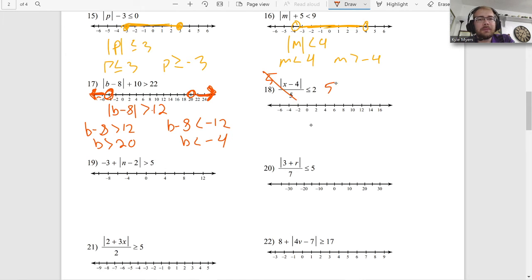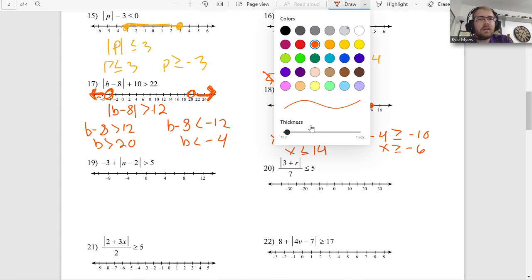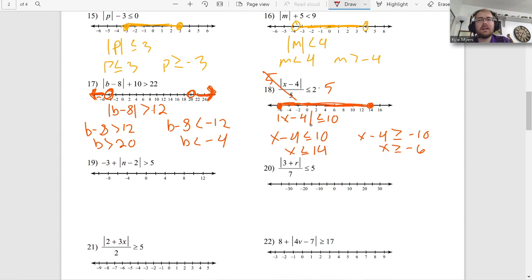I'm going to multiply both sides by 5 here. So this is x minus 4 less than or equal to 10. Then we split it. X minus 4 less than or equal to 10. Keep, change, flip. Add 4 to both sides. Add 4 to both sides. And so greater than or equal to negative 6. Less than or equal to 14, that is. And that's it for that one. All right, next color.